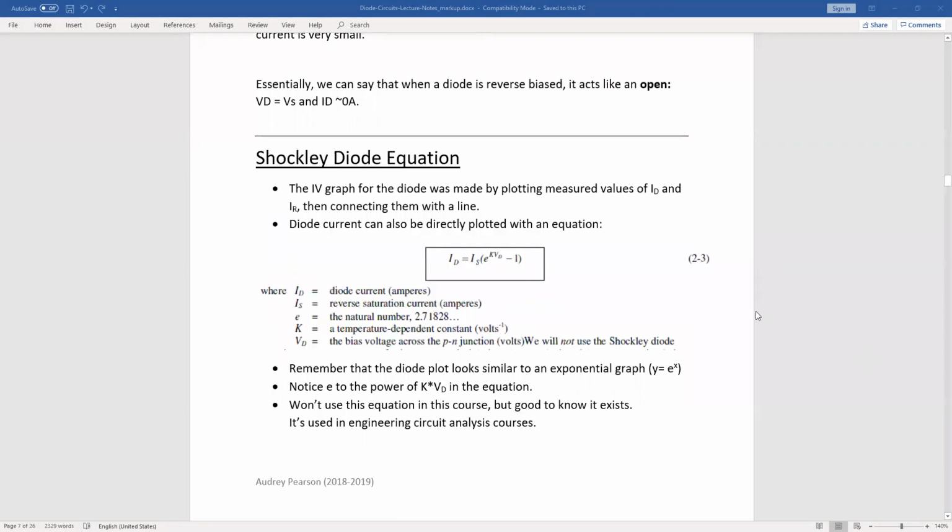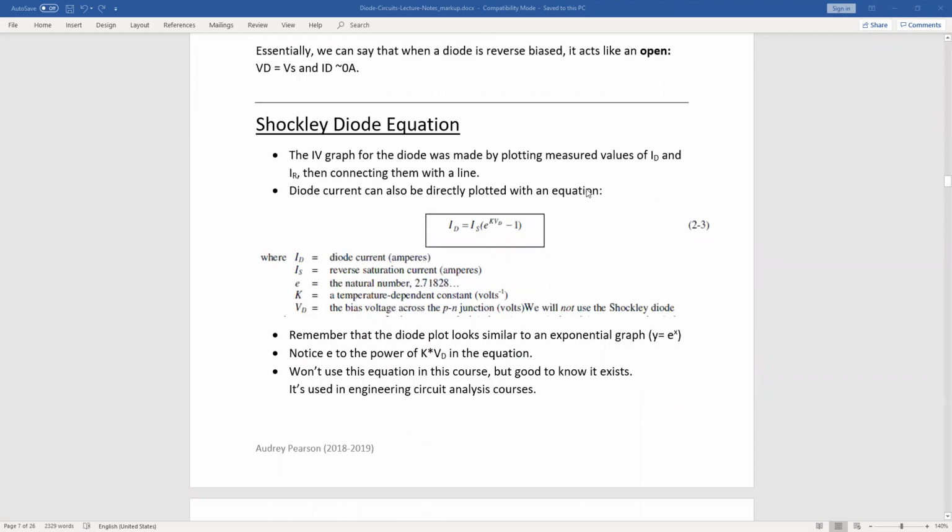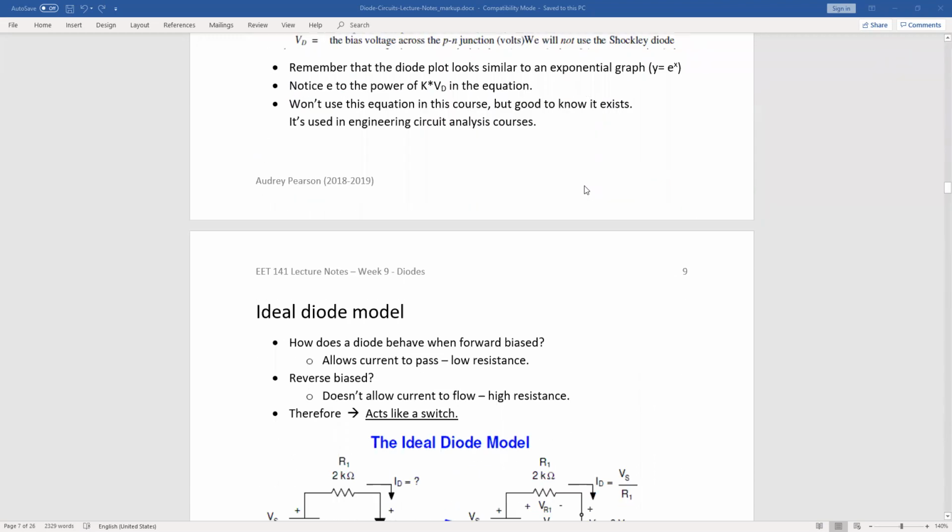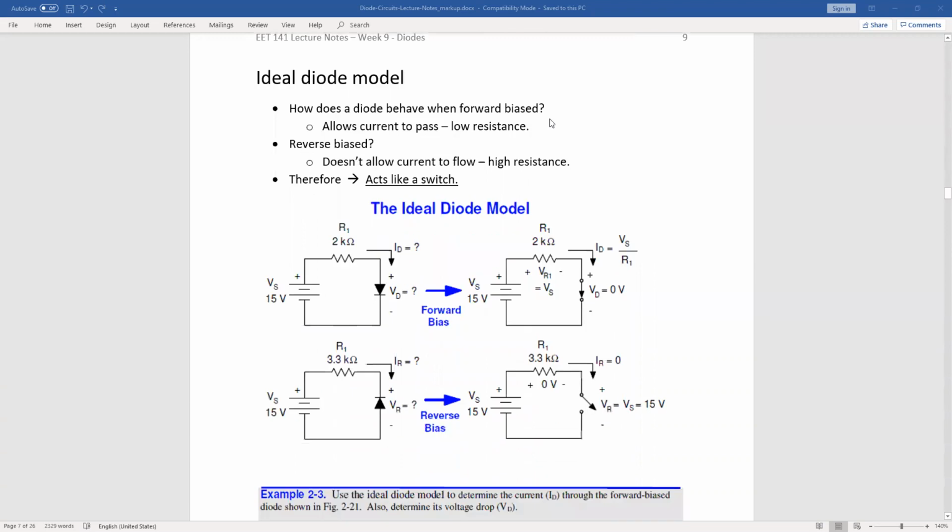Okay, so this is the Shockley diode equation. I'm going to kind of skip over that. If you were going to continue with this stuff, or if you're going to look into electrical engineering classes, that would be much more important. So I'll just skim over it for now.